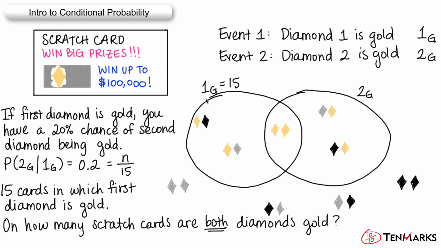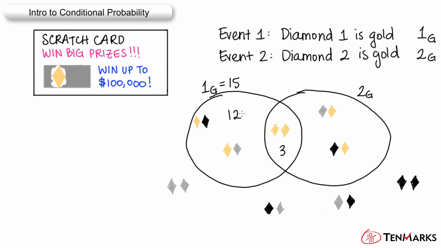So we don't know how many scratch cards have both gold diamonds, but we know that there are 15 total scratch cards in which the first diamond is gold. From this equation, we can solve for n, which is the number of elements in this intersection. That means there are 12 cards in which just the first diamond is gold and the second is not.